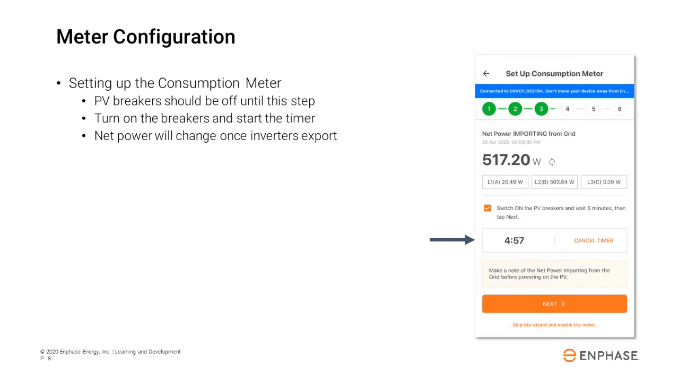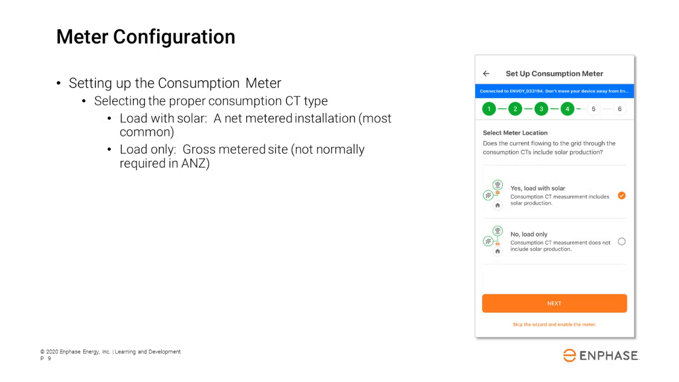At this point, the PV breakers are off and the load is still turned on. You'll want to turn on the PV breakers and then start the timer in the app. This will keep you on track to view the net power readings once the 5-minute anti-islanding timer completes. Stay on this screen until the timer has completed. Then tap Next. This is where you set up your consumption type.